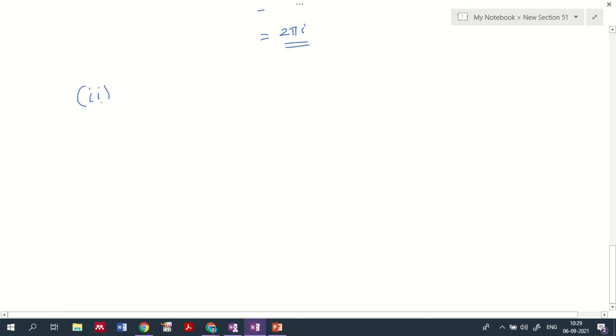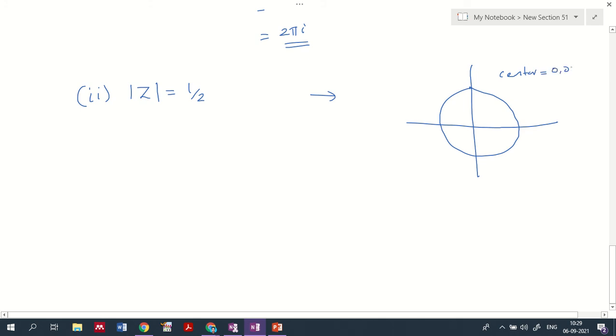In the second case, mod z is equal to 1 by 2. When you trace a circle here, the center of the circle is again at 0, 0, right? That's why I am getting mod z equal to that value. And also the radius will be equal to half here, like we compared earlier. With that condition, the radius value will be equal to half. Hope you understand.